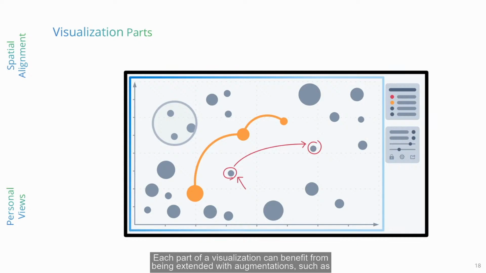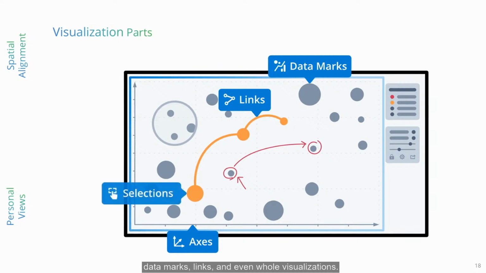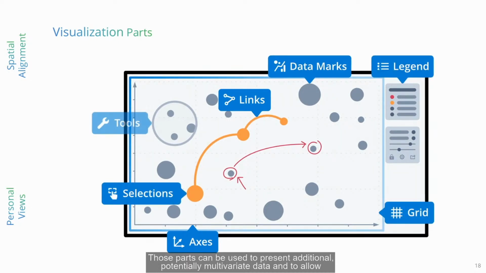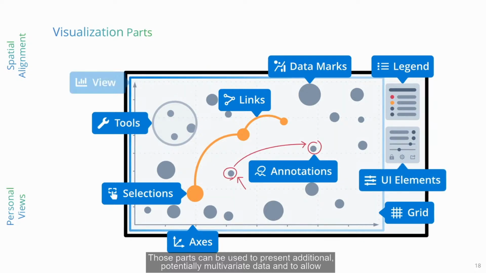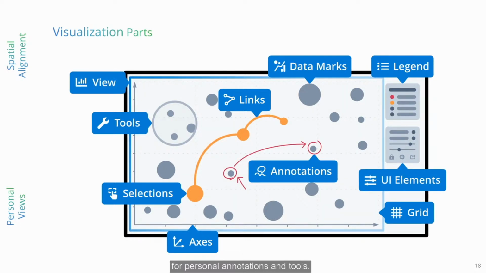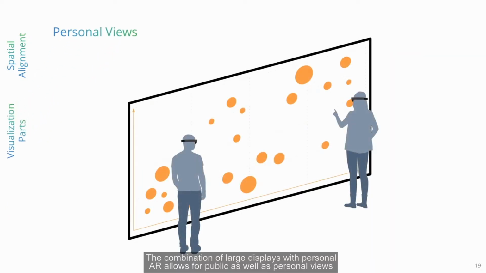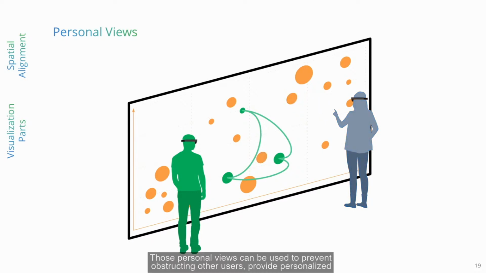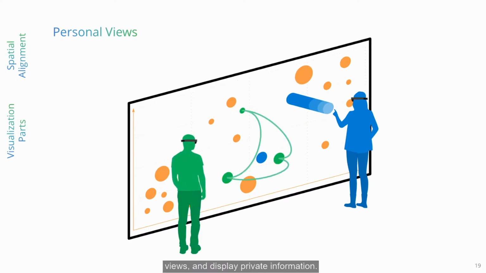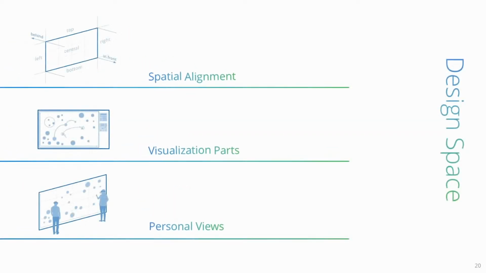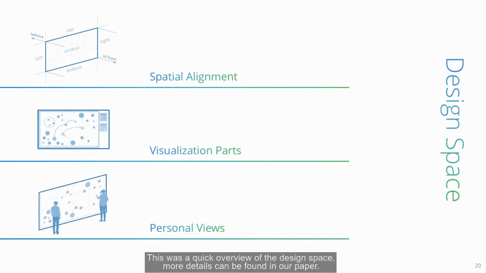Each part of a visualization can benefit from being extended with augmentations, such as data marks, links, and even whole visualizations. Those parts can be used to present additional, potentially multivariate data and to allow for personal annotations and tools. The combination of large displays with personal augmented reality allows for public as well as personal views for individual analysts. Those personal views can be used to prevent obstructing other users, provide personalized views, and display private information. This was a quick overview of the design space. More details can be found in our paper.